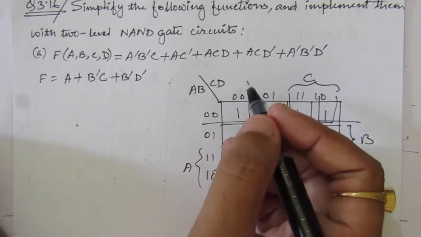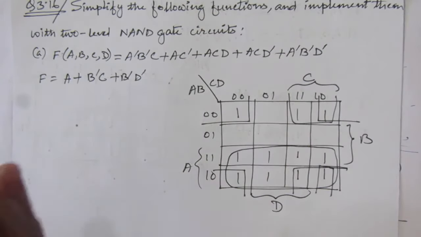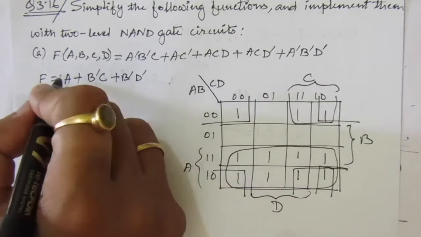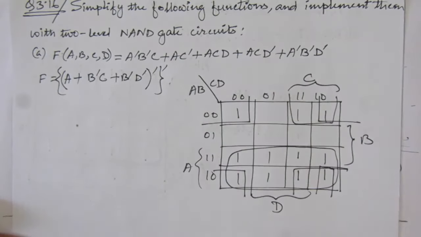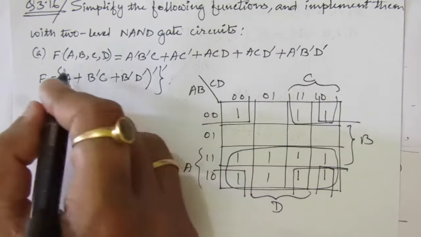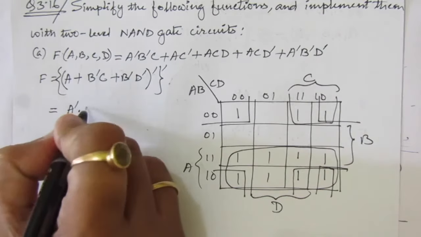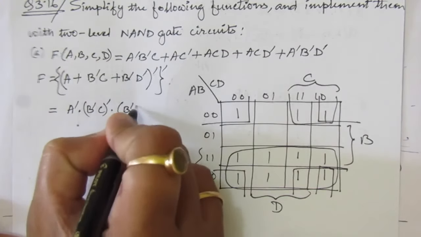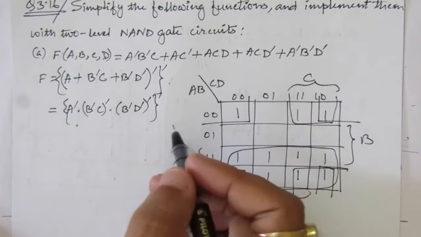Now in the question it is given that we have to use NAND gates only, and only two stages of NAND gates. So if we take the complement two times, we will get the same term, because A complement is A bar, and A bar complement is again A. Using De Morgan's theorem, A plus B bar C plus B bar D bar whole bar can be written as A bar dot B bar C whole bar dot B bar D bar whole bar, and the whole complement.